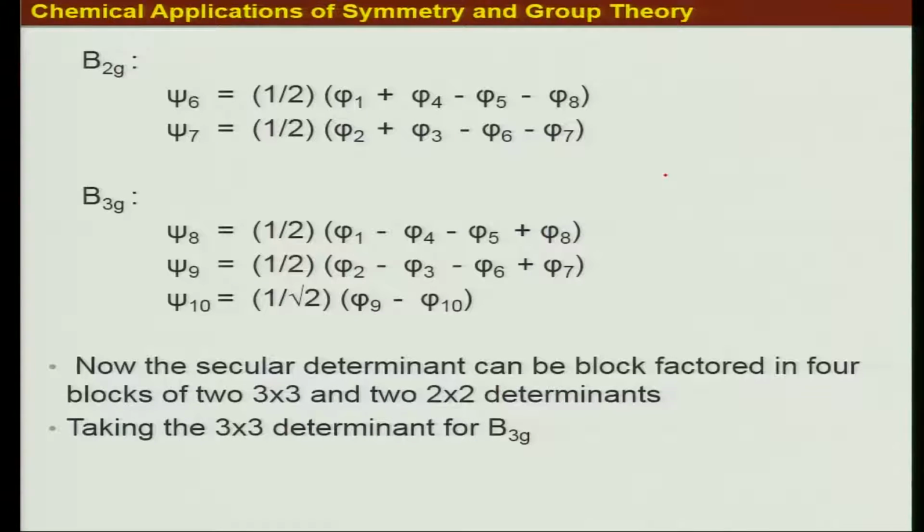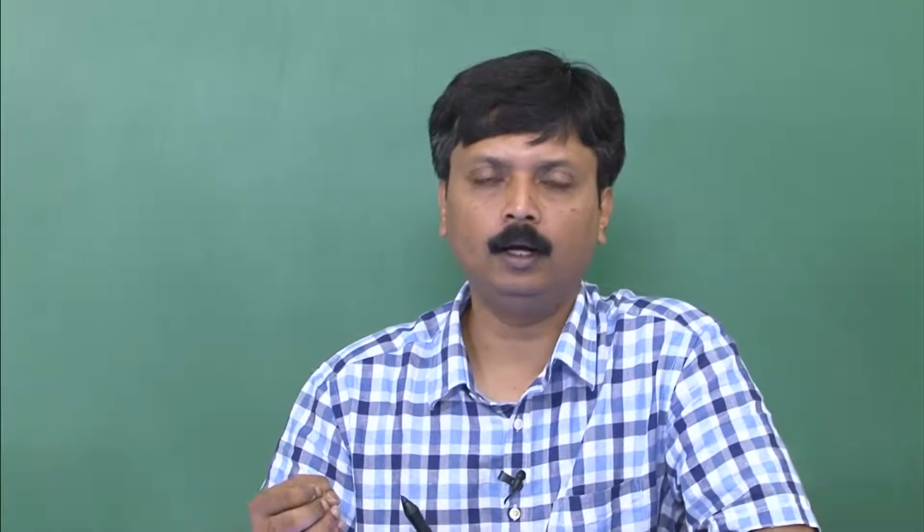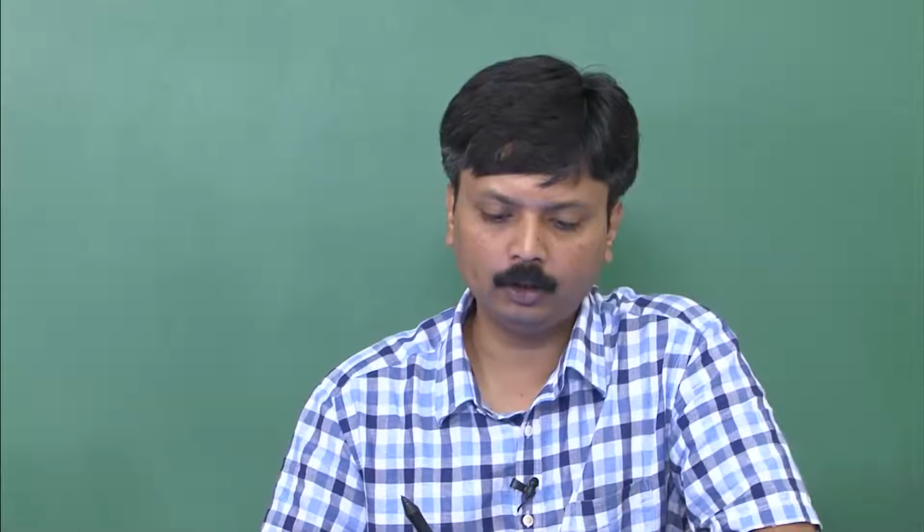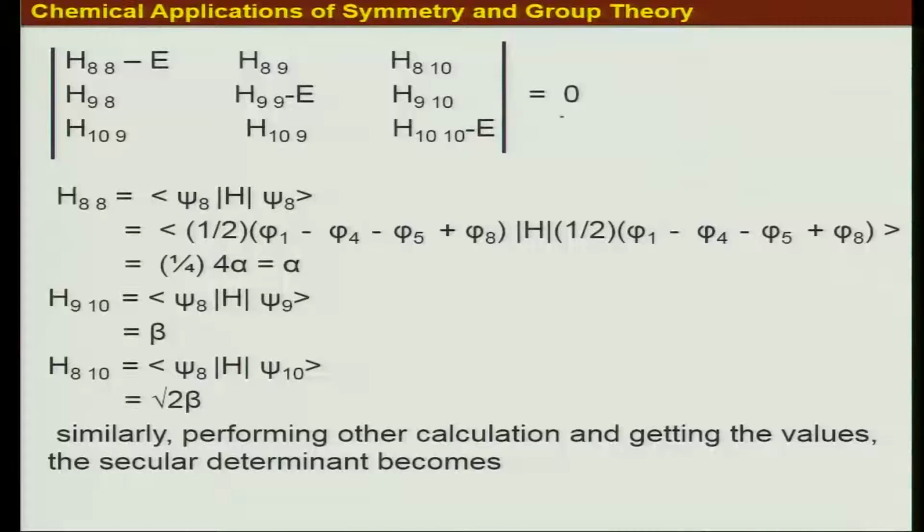Now we can get the secular determinant in terms of blocks, and we get 2 3×3 blocks and 2 2×2 blocks. So essentially we have 2 3×3 determinants and 2 2×2 determinants, and let's start one by one. B3G had a 3×3 determinant, and we take that and solve the equation. When we write the secular determinant and then the secular equation for, say, B3G and solve that, you get the result in terms of the notation that we used under the Huckel approximation, that is, either alphas or betas.